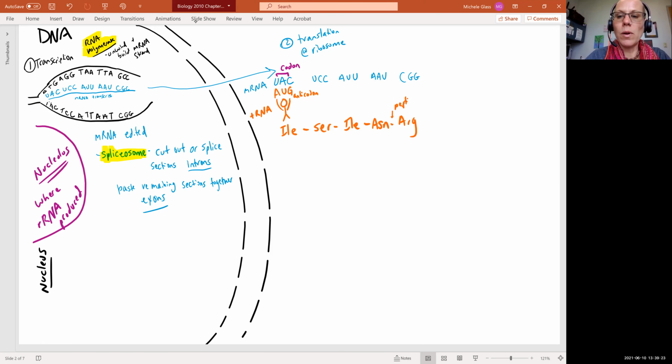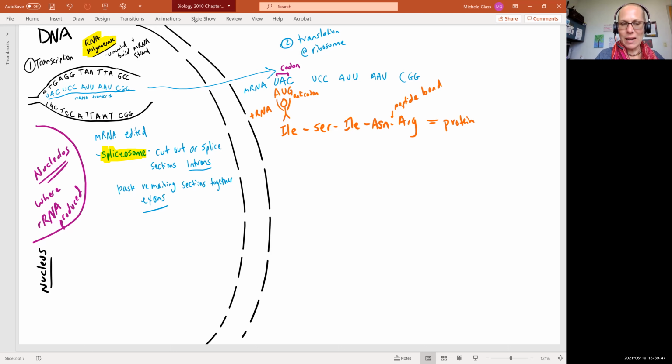Remember that the primary structure of our protein is amino acids connected by peptide bonds. That's what we see as our beginning protein structure. And this then is basically our transcription and translation.